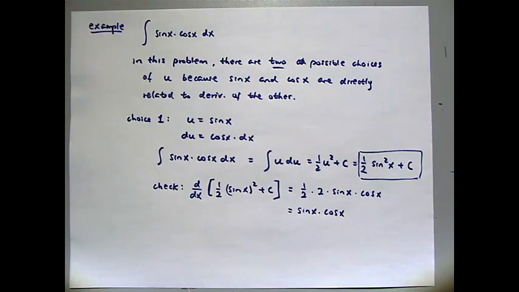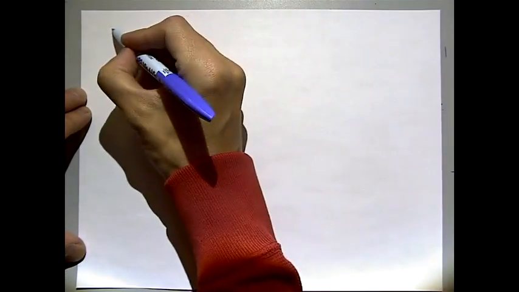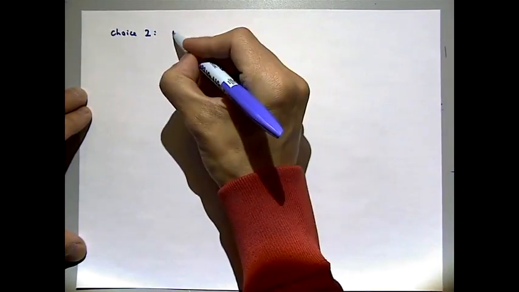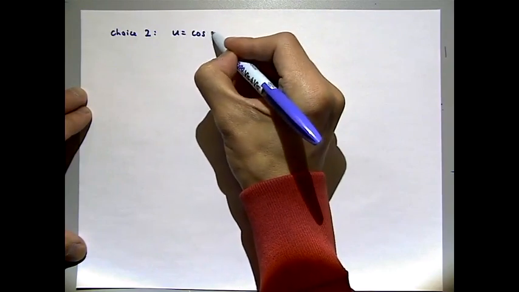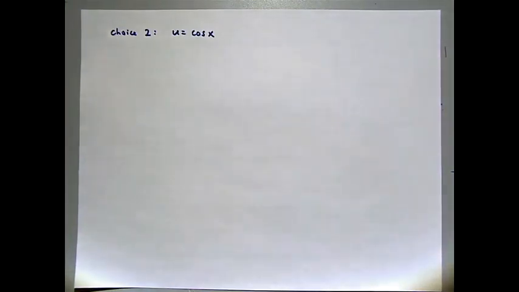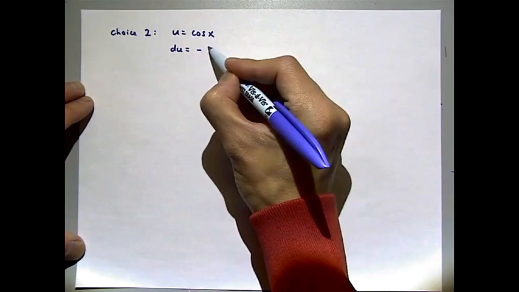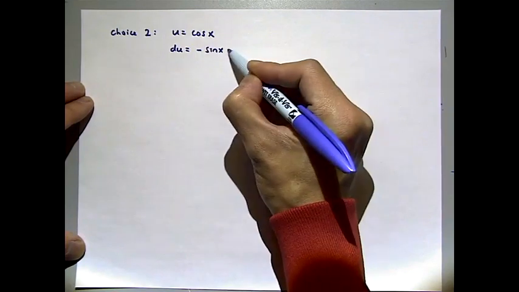And there's nothing wrong with choosing u to be cosine of x. We'll work through that one also. This time we'll let u be cosine of x. So du is equal to negative sine of x dx.